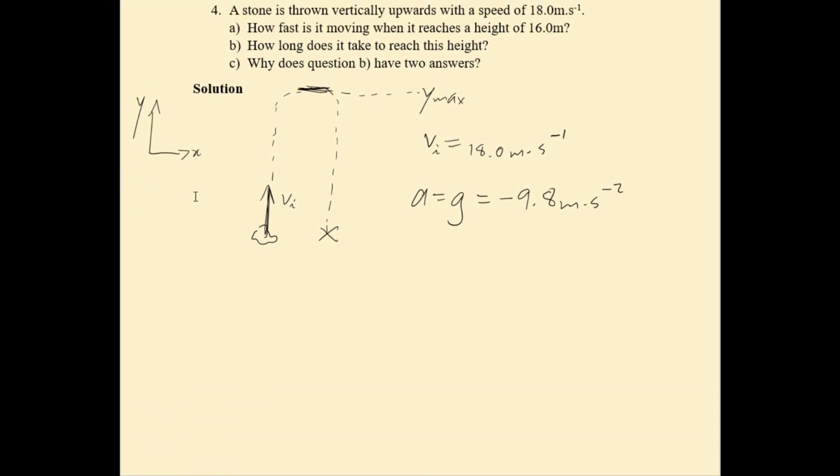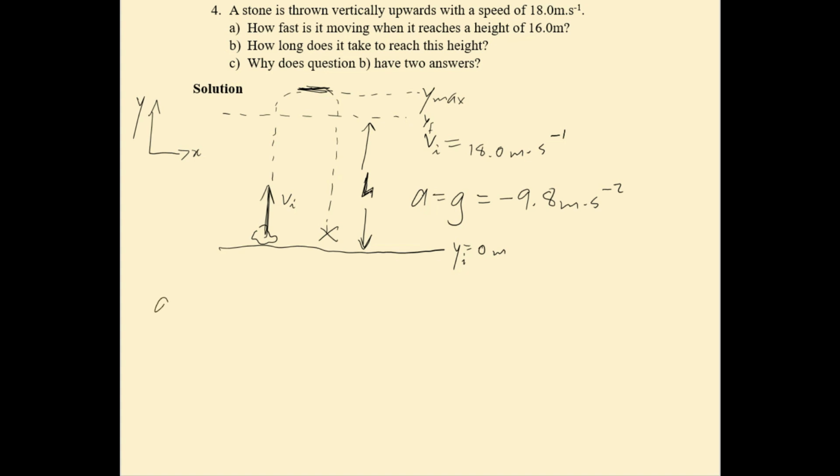So the first question is, how fast is it moving when it reaches a height of 16 meters? So let's imagine 16 meters is here somewhere, and let's just call it h for height. The ground can be set as y0, y can be 0 at the ground, like y initial, and then yf in this case. So h is just yf minus yi. But let's just use h, simpler like that.